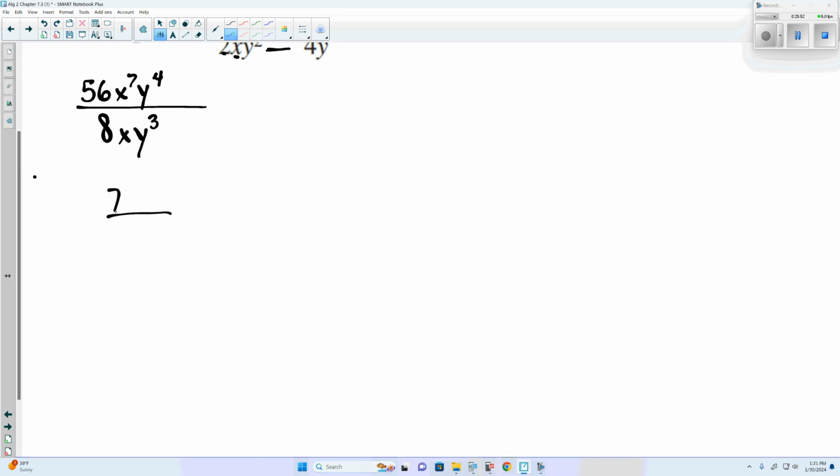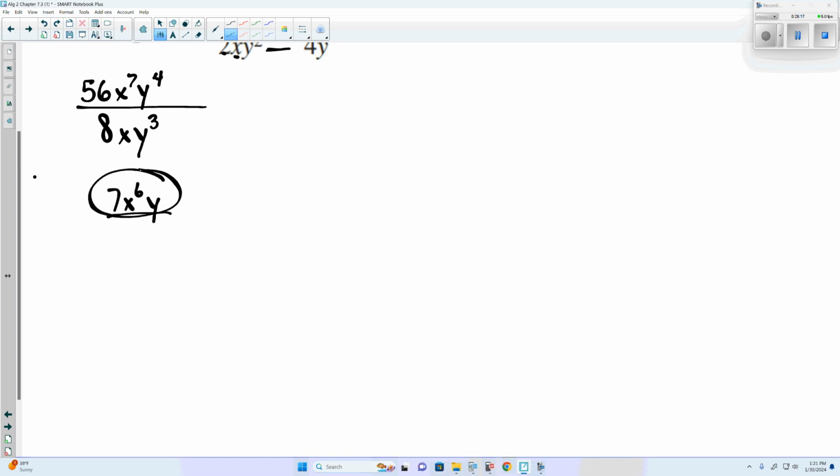If it's bigger on top, it stays on top. If it's bigger on bottom, it stays on bottom. Well, where was it bigger? Top. So it'd be x to the 6th on top in the numerator. Y to the 4th over y to the 3rd. 4 minus 3 is? So y on top or bottom? Top. Once it was bigger on top, it stays on top.